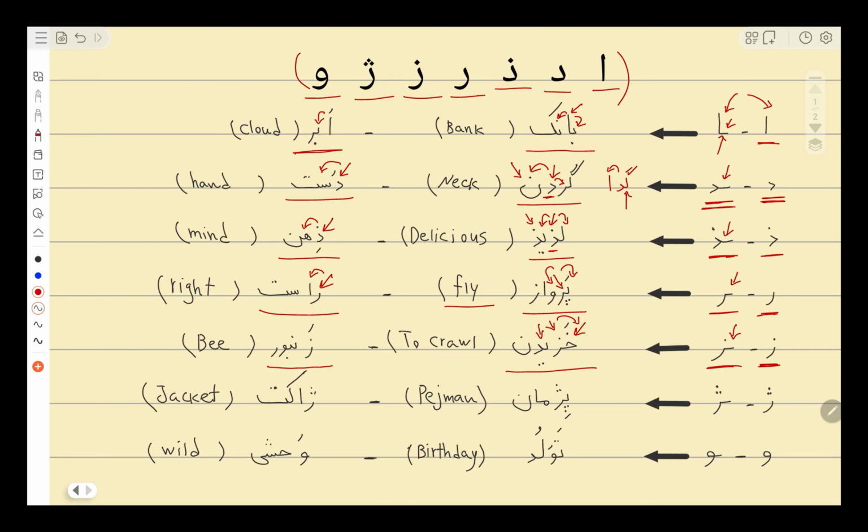Here we have the word zanbur. Here the letter ze is the beginning of the word, and it is not connected to the letter ne, which comes after it. And zanbur means bee.